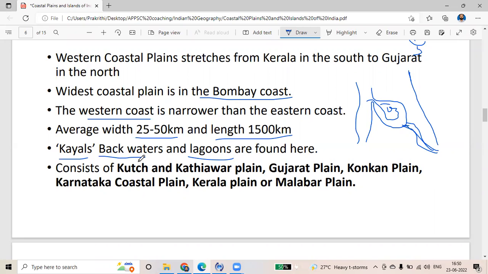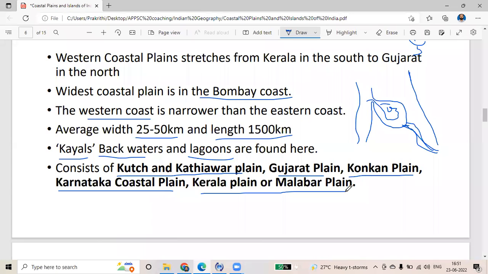So it consists of the Kutch and Kathiawar plain, or Kutch or Kathiawar region we can say. Then the Gujarat plain. Then the Konkan plain, then the Karnataka plain, then the Kerala plain or the Malabar plain.